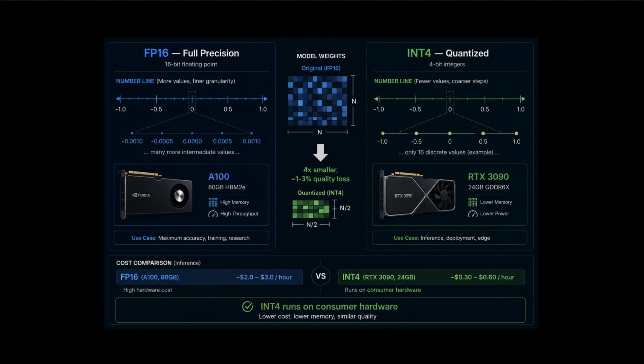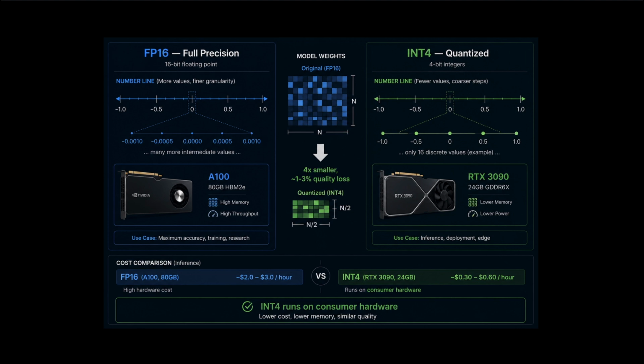Why does this matter? Because a 70 billion parameter model in float 16 needs about 140 gigabytes of GPU memory. In 4-bit, that's down to around 35 GB. That means a model that previously required multiple A100s, which cost thousands of dollars, can now run on a single consumer GPU. The quality drop is real, but it's often surprisingly small.